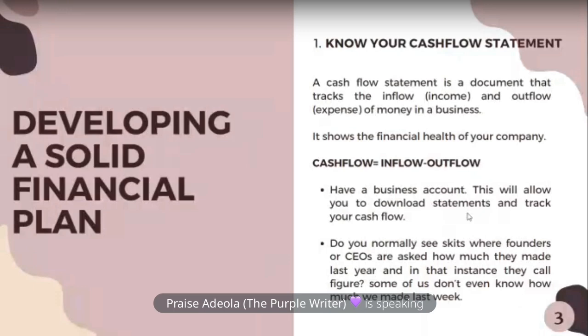It's a document that shows your income. Your income is inflow. That is, like I said already, the money coming into your account. And your expense is the money that is going out of your account. Your cash flow shows the financial health of your company. Is your company sick? Is your company healthy? Your cash flow will determine whether it's sick or healthy. In fact, your cash flow shows your financial position as a business owner, whether you are making profit or you are in loss.